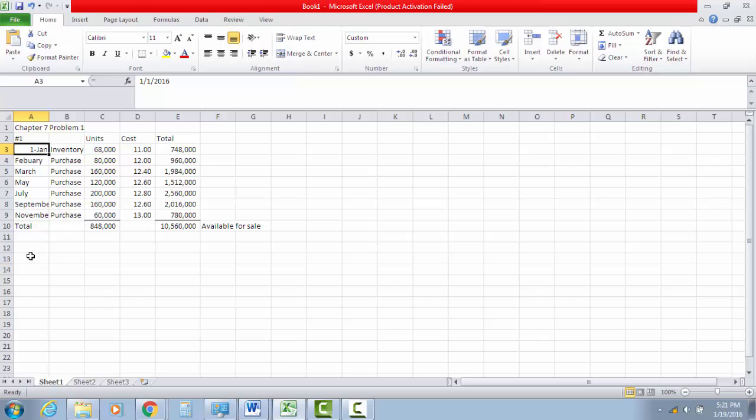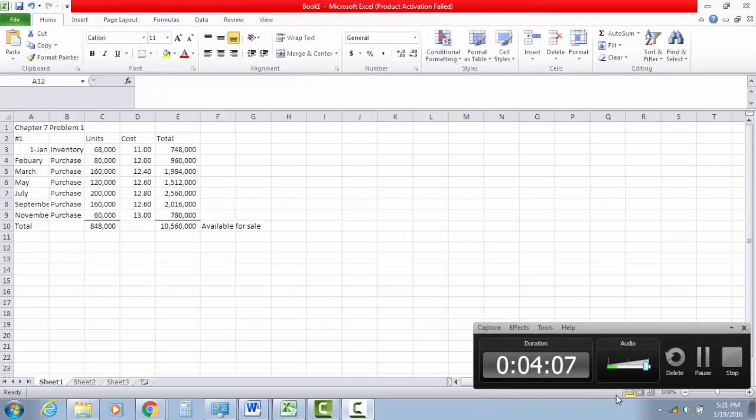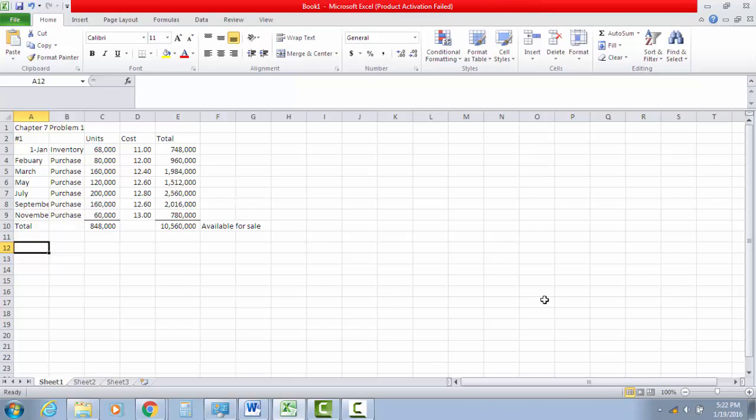So now let's take a look at number 2. For part 2, we're going to take a look at the average costing method of inventory. There's some additional information for us. It tells us the sale units are 780,000, and they were sold at $20 a piece.